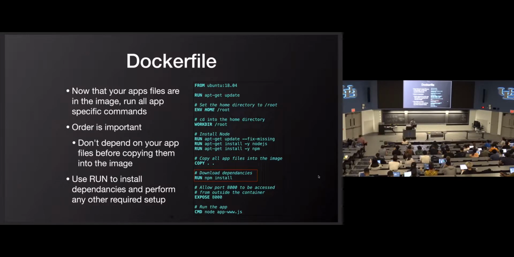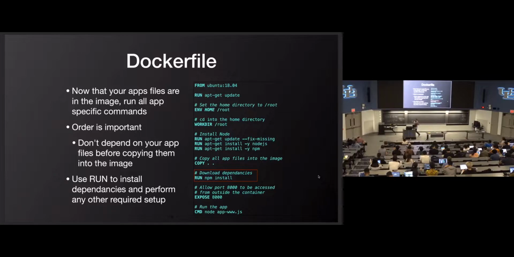And then, the order is important here, I'm going to install all my dependencies. For Node, npm does this. npm install is going to look for a package.json file, which is going to have all my dependencies, and it's going to download all those dependencies for me. The order is very important here.